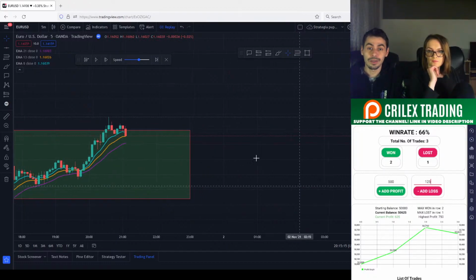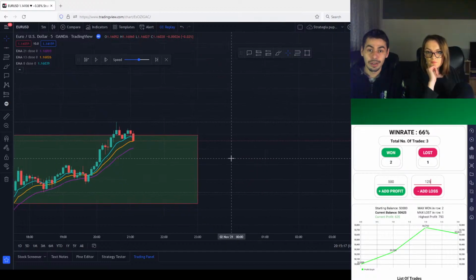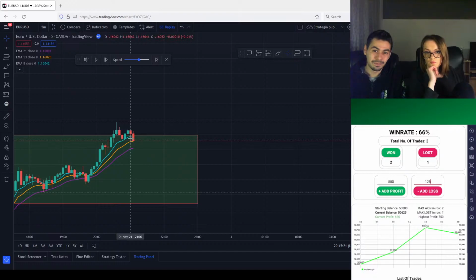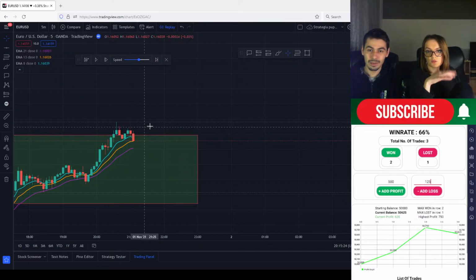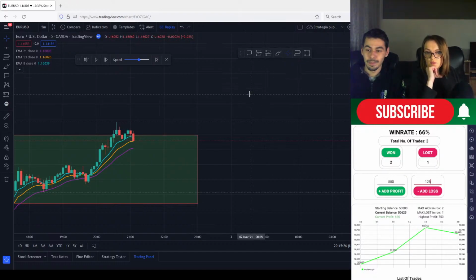Let's see if we have another entry. Yeah, we have an entry right here. I'm not sure, this didn't test the DMA for sure. No, it was just triggered after the candles.